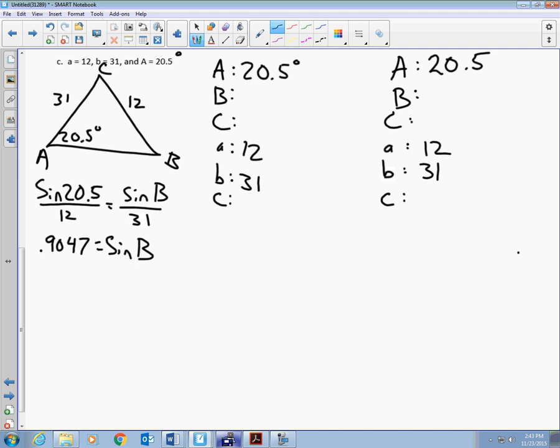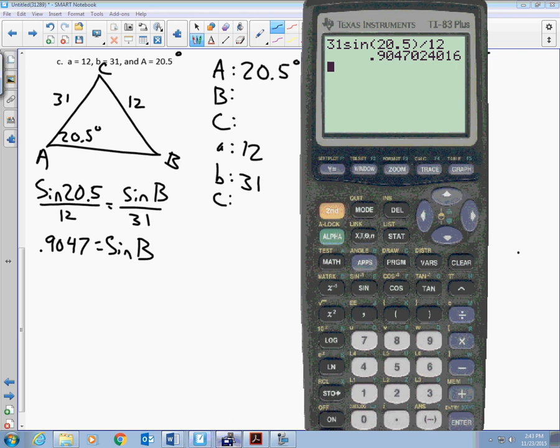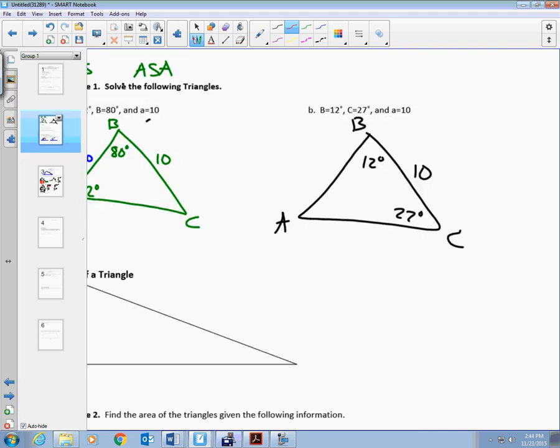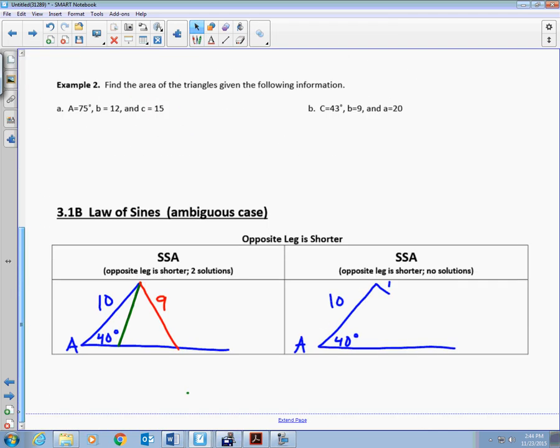How do I find this angle? What do I do? Sine inverse of the answer. And we get 64.78. So I write here 64.78. But that would be for triangle 1. Do you remember when I made the picture at the very beginning, you guys? And we looked at this picture right here, and I said, you've got the green triangle and the red triangle. We just found this angle right here for the red triangle. So the second triangle would be this angle here for the green triangle.